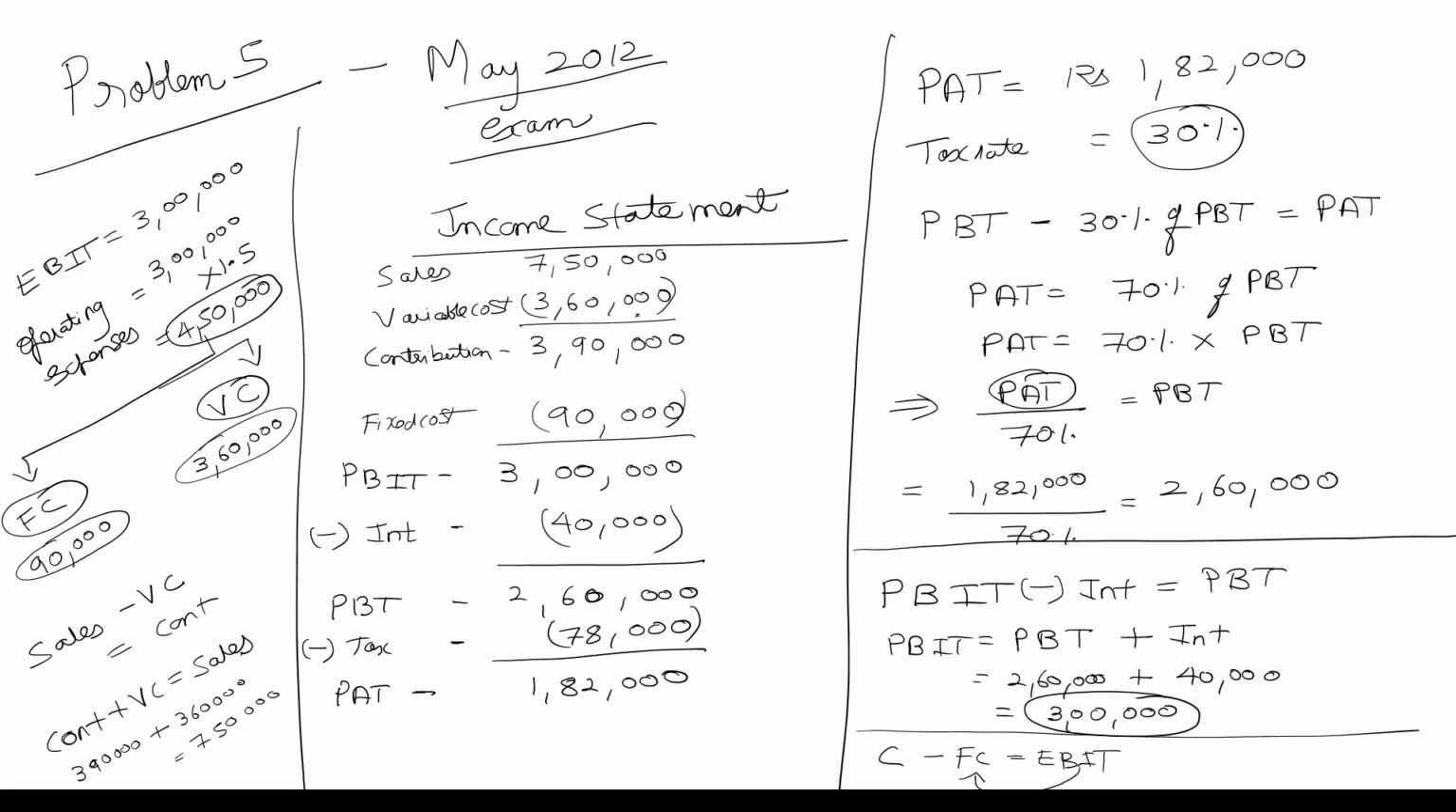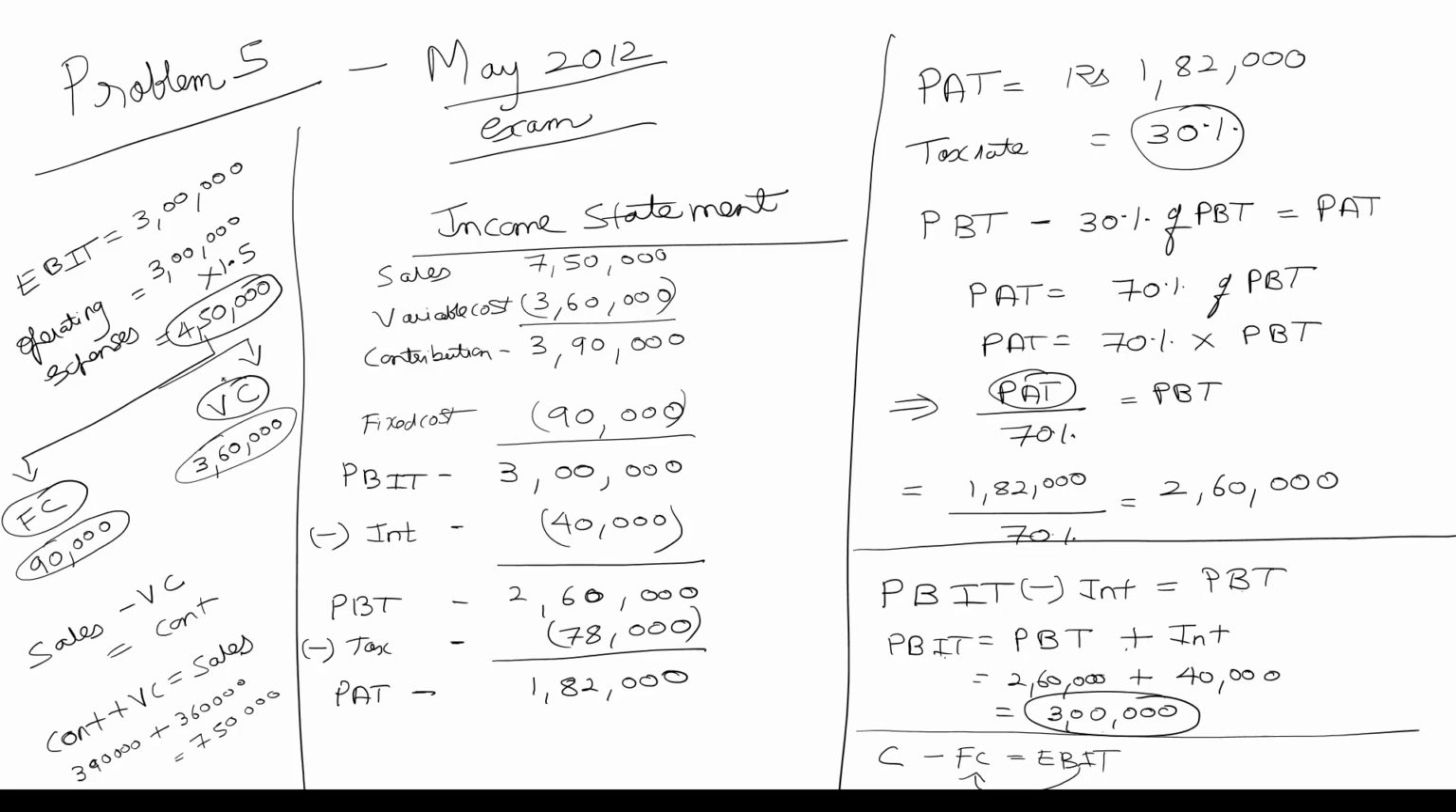So this was reverse working. Let me quickly recap the steps that I've taken. I started with PAT. I took the tax rate. I used both of these things together and I got the PBT, which was 2,60,000. So this was the first step. Then using the PBT and the interest, I reverse worked and got the PBIT. This was the second step. Using the PBIT and the operating expenses to PBIT ratio, I got the total of the operating expenses to be 4,50,000. This was the next step.